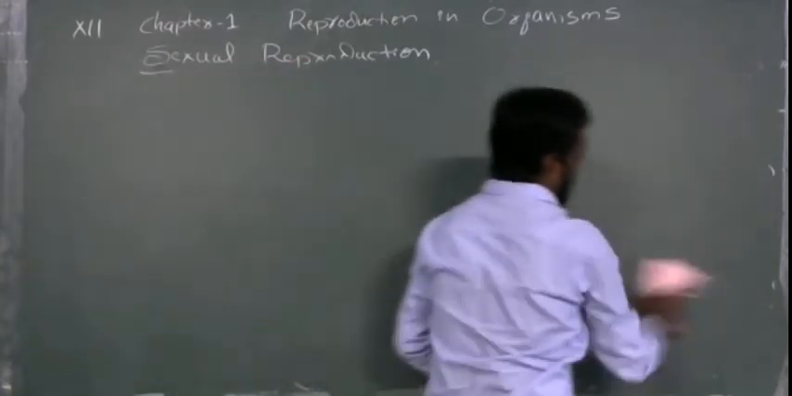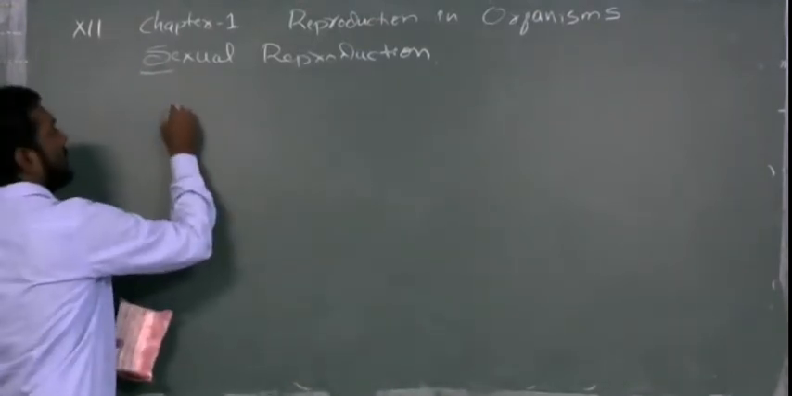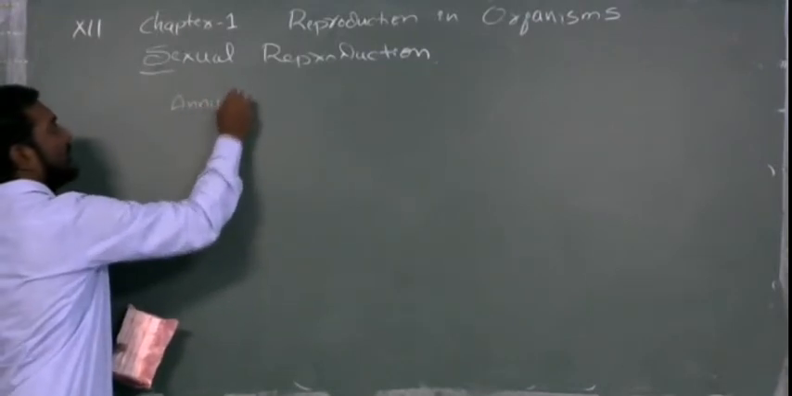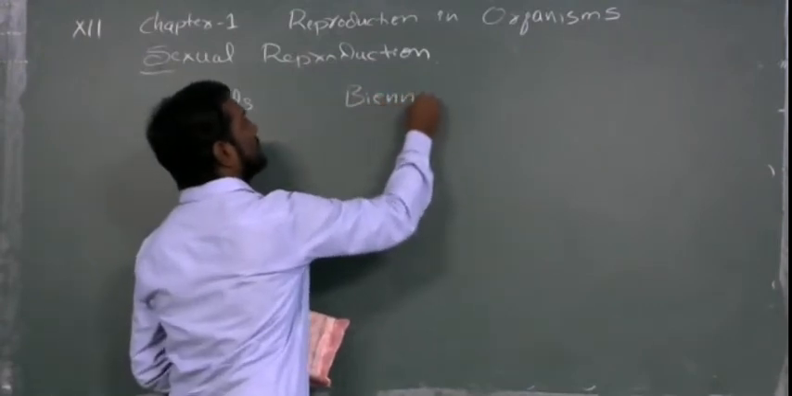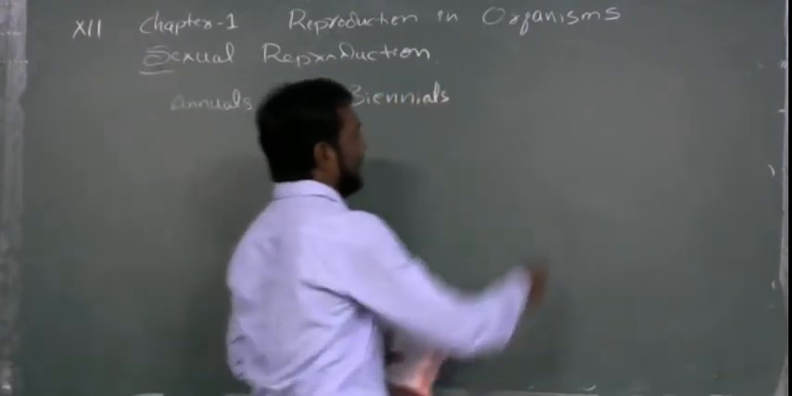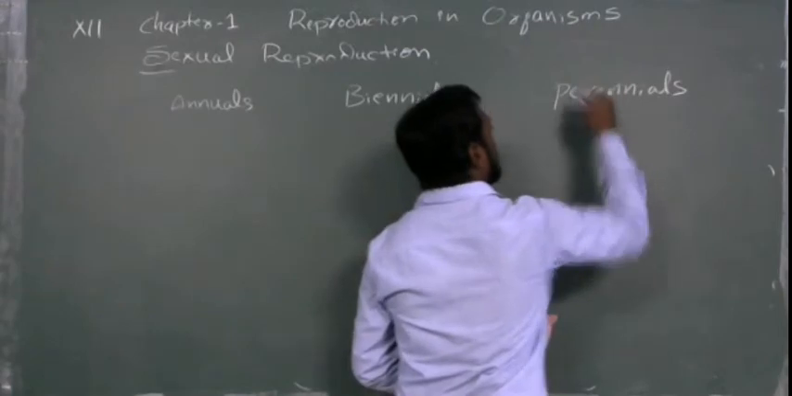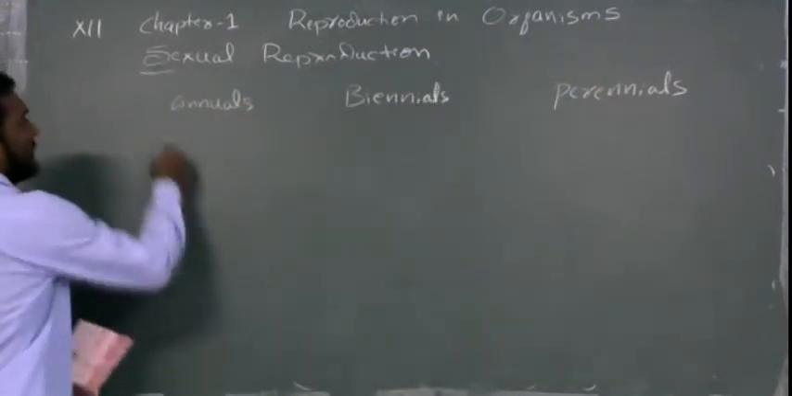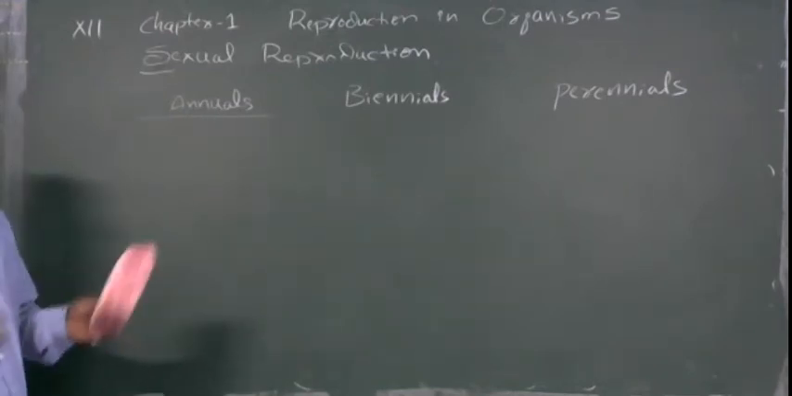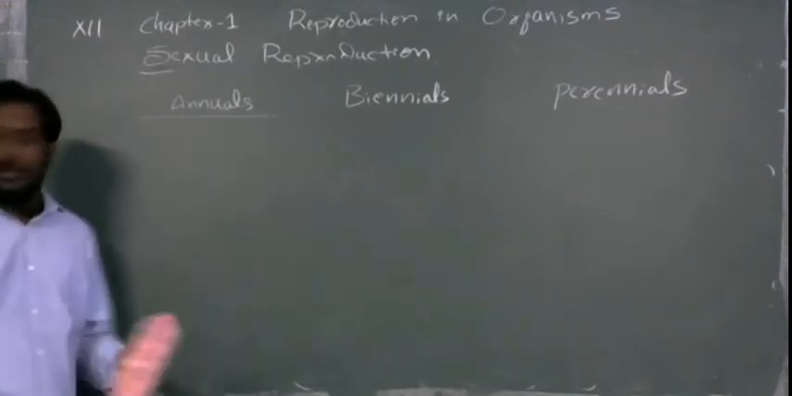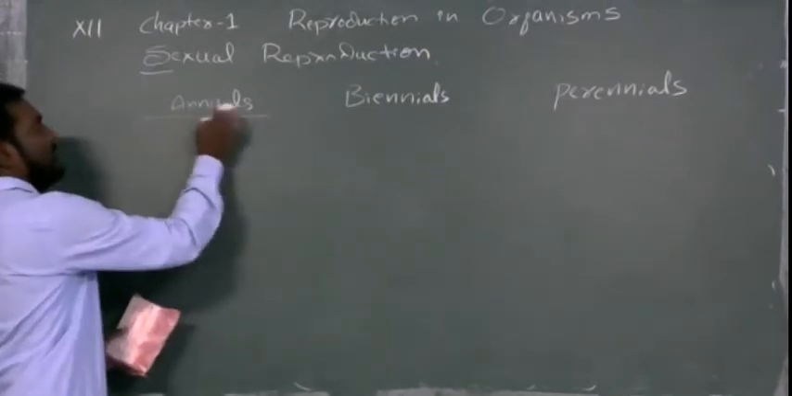Now, what are some examples? In plants there will be three types. One, annuals. Next, biennials. Next is perennials. What about these? Annuals means their life cycle, their lifespan will be within 1 year or one season. It means they will start their life and end their life within one season or 1 year. Within the 1 year, annual, within 1 year.